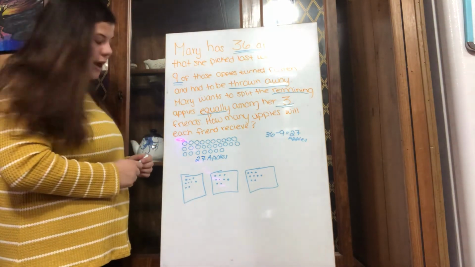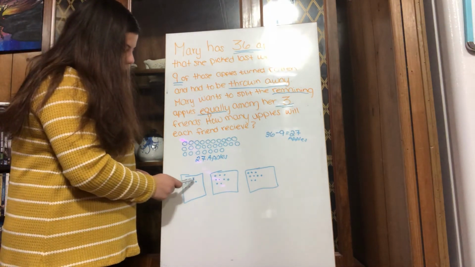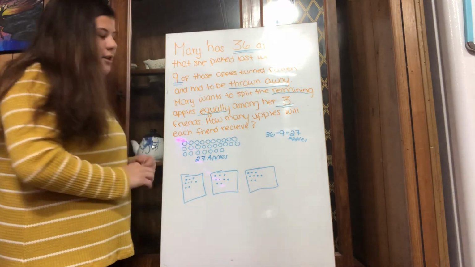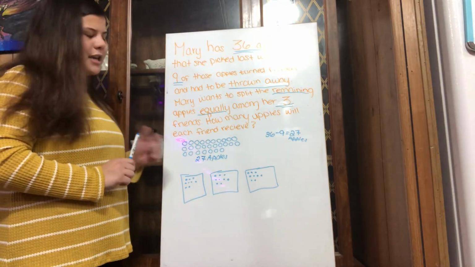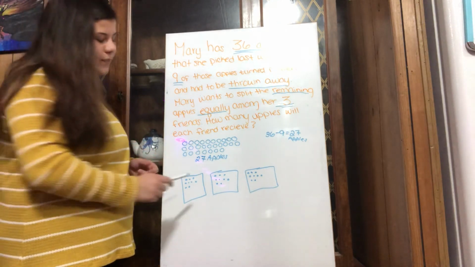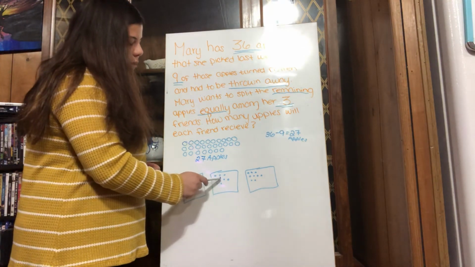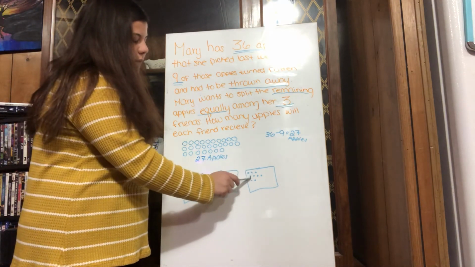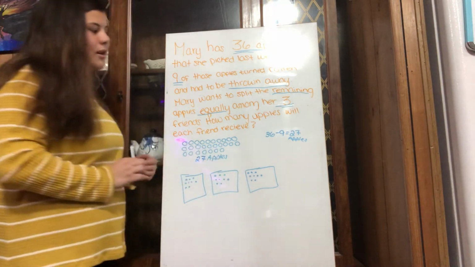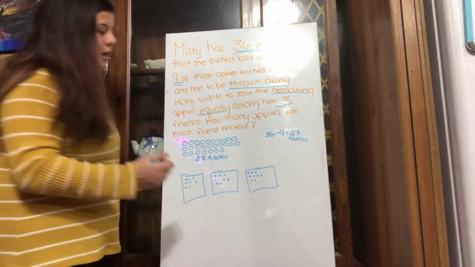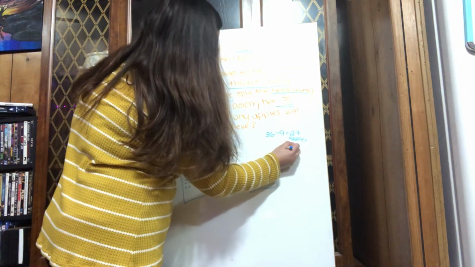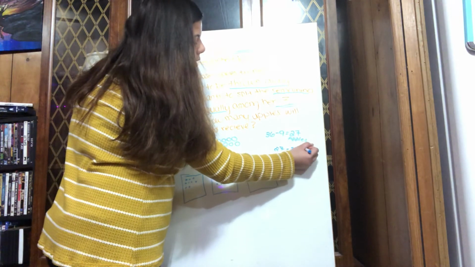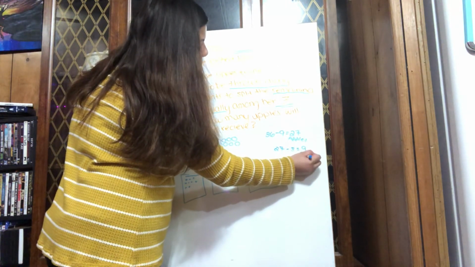So, let's go ahead and count. 1, 2, 3, 4, 5, 6, 7, 8, 9. So, let's double check that each friend received 9 apples. 1, 2, 3, 4, 5, 6, 7, 8, 9. 1, 2, 3, 4, 5, 6, 7, 8, 9. So we can confirm that 27 apples were divided by 3 friends, and each friend got 9 apples.